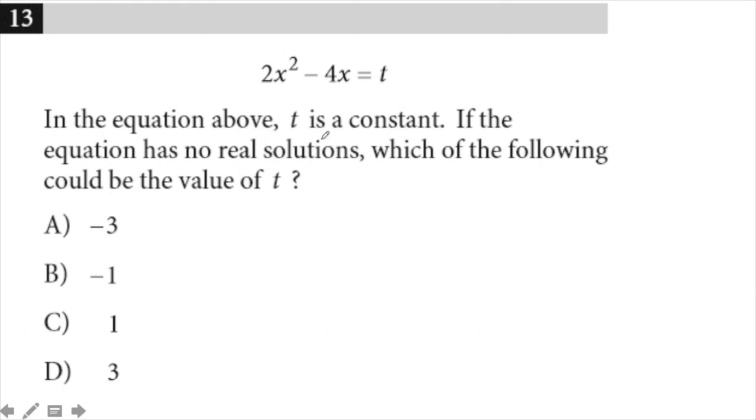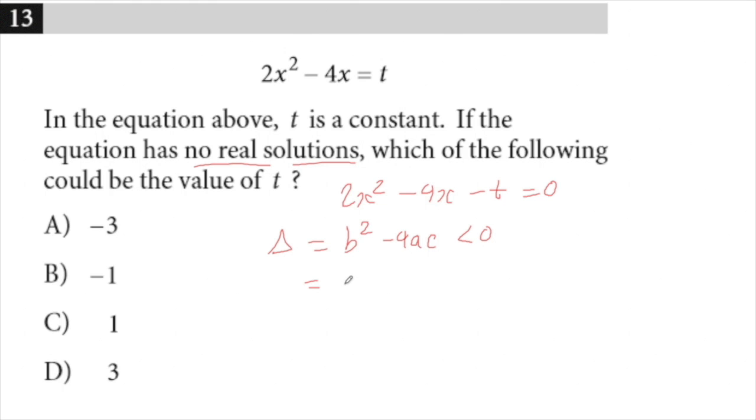13. The equation about t, the constant, if the equation has no real solution, which of the following could be the value of t? You got this one, I change the position for t from right hand side to left hand side, it is a quadratic equation. So the quadratic equation will have no real solution if the discriminant, b squared minus 4ac, is less than 0.